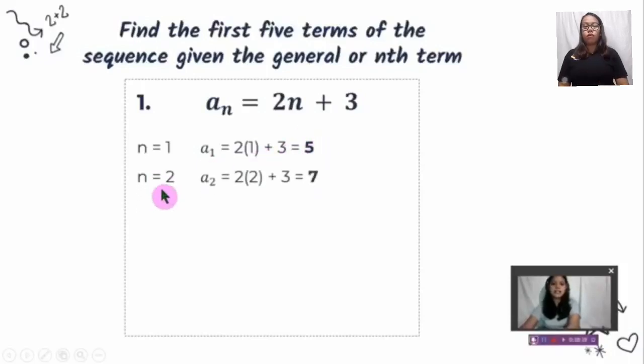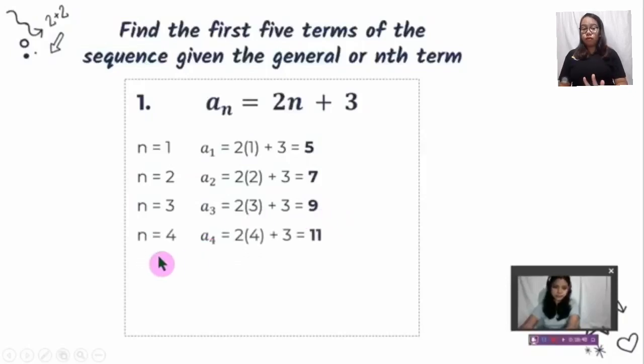Next, n is equal to 2. Our a sub 2 would be 2 times 2 plus 3. So 2 times 2 is 4, plus 3 is 7. So our a sub 2 would be 7. Next, for n equals 3, our a sub 3 is equal to 2 times 3 plus 3. So 2 times 3, that is 6, plus 3 is equal to 9. So our a sub 3 would be 9. For n equals 4, our a sub 4 would be 2 times 4 plus 3. So 2 times 4, that is 8, plus 3 is equal to 11. So our a sub 4 would be 11.